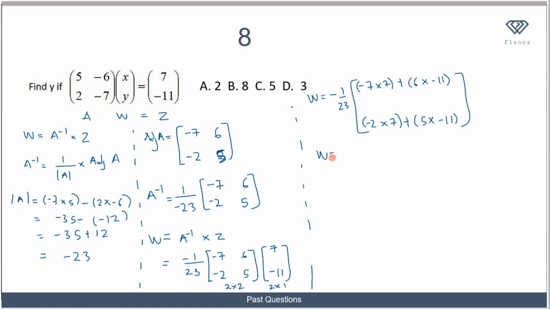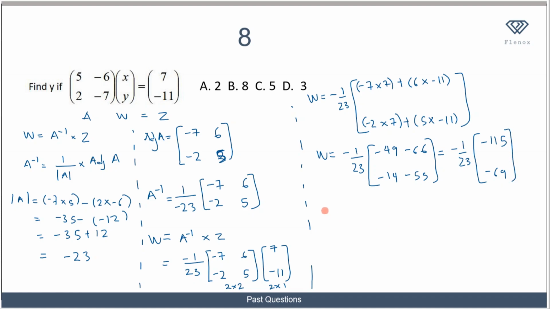So my W value becomes minus 1 over 23 into bracket. Minus 7 times 7 gives me minus 49. And 6 times minus 11 gives me minus 66. Minus 2 times 7 gives me minus 14. And 5 times minus 11 gives me minus 55. So what does that result in? Minus 1 over 23 into bracket, minus 49 minus 66, that gives me minus 115. And minus 14 minus 55, that gives me minus 69.